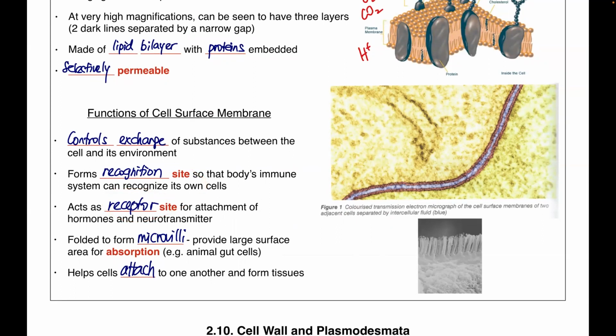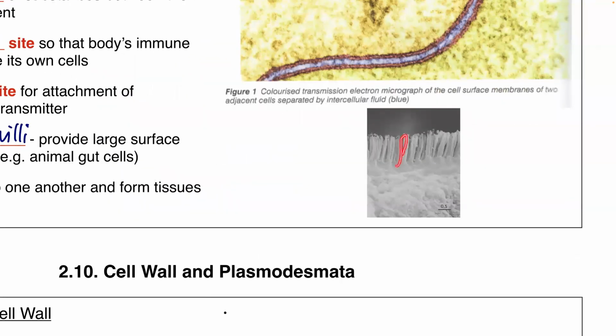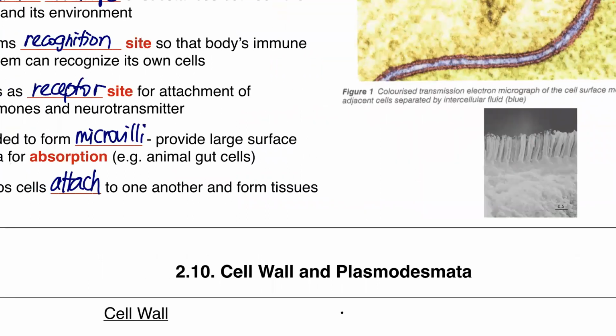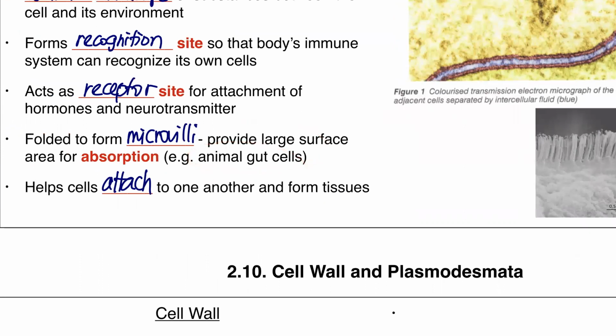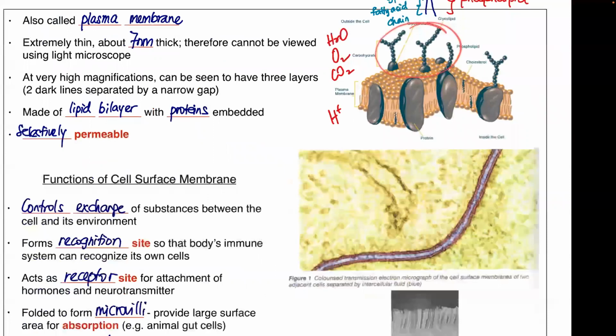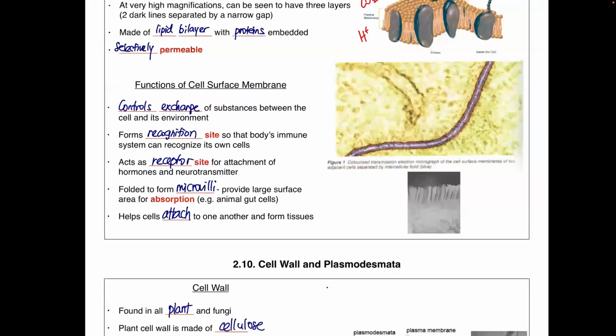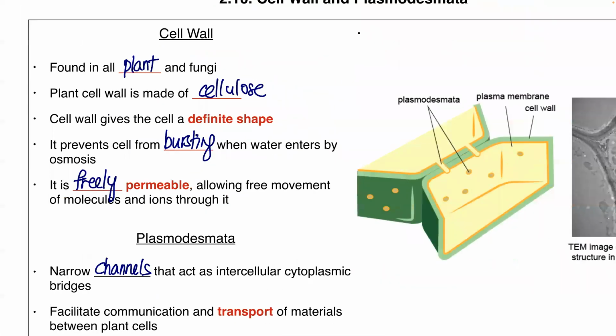And also they are folded to form microvilli, okay. For example, you can see this is a membrane folding, okay. Your membrane folding, that is called microvilli. For example, in the gut cells, okay. So in the gut cells, they form microvilli again to increase surface area, okay. So you see that membrane folding is always for the purpose of increasing surface area and helping cells attach to one another and form tissue, okay. So these glycoproteins, some of them also function to bind two things together, or bind two cells together. And then your cell wall and plasmodesmata.